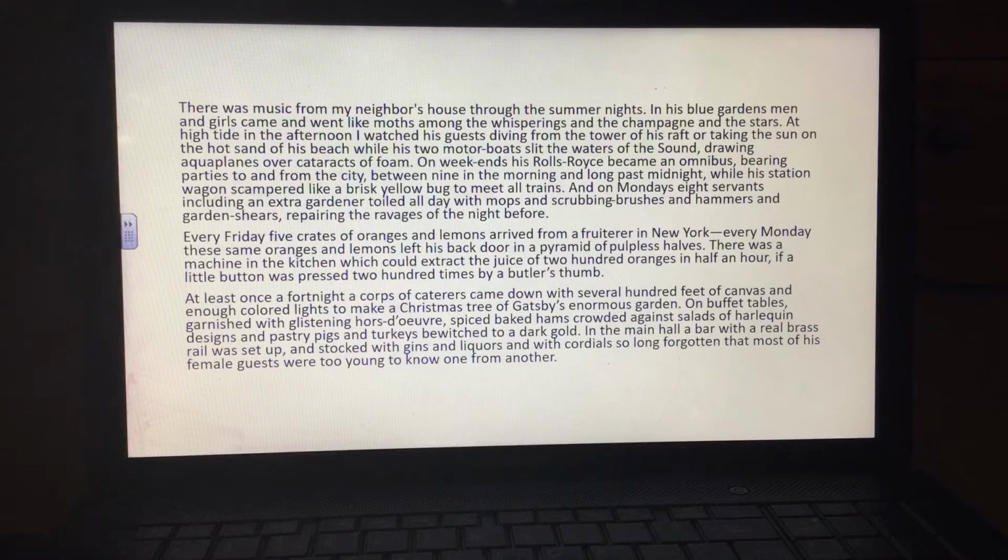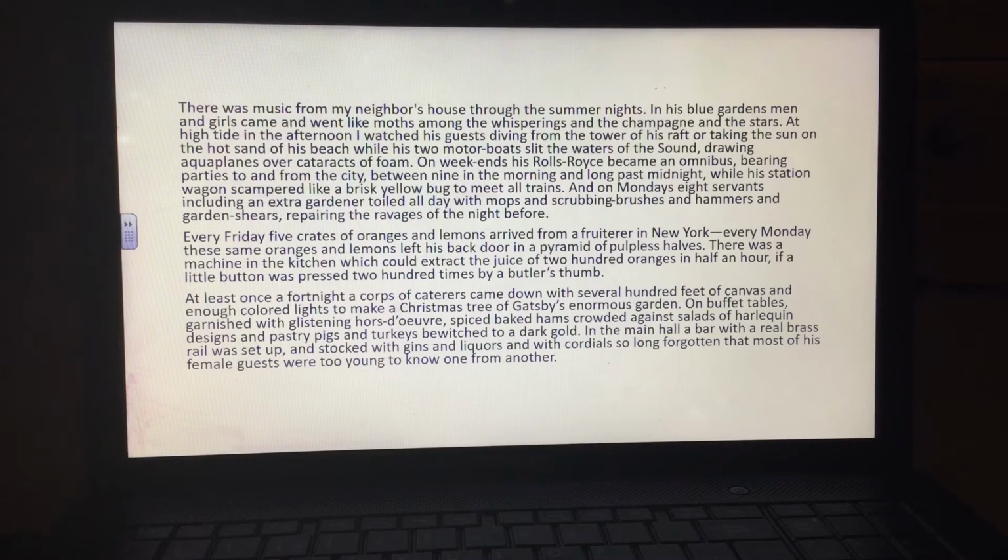Now, if I wasn't sure what the word extravagant meant, I might think about the interpretation I get from the text. Already I've got blue gardens, champagne, stars, motorboats and his own beach. For me, that suggests these parties aren't your usual sort of cheesy puffs and a bottle of fizz. So I'd start to think about the idea of it being luxurious, indulgent, over the top, which is exactly what extravagance means.